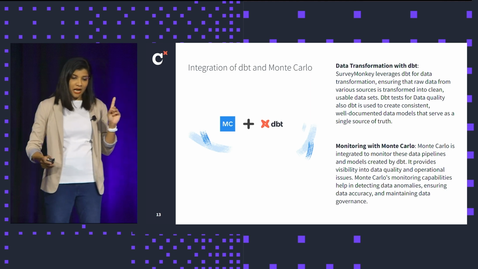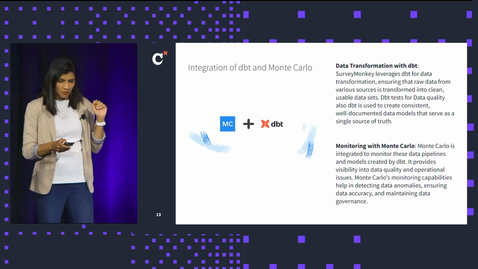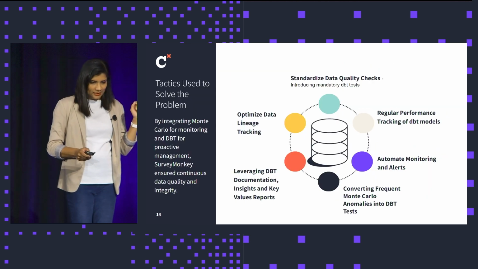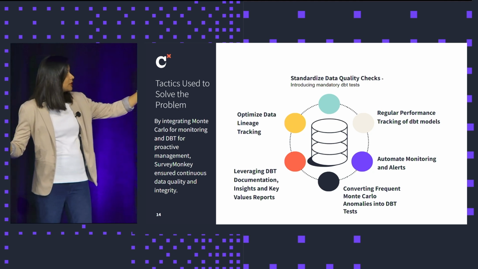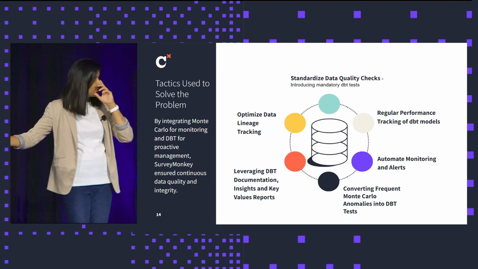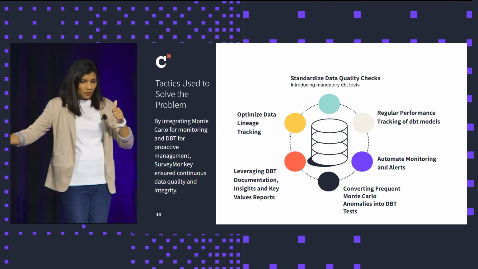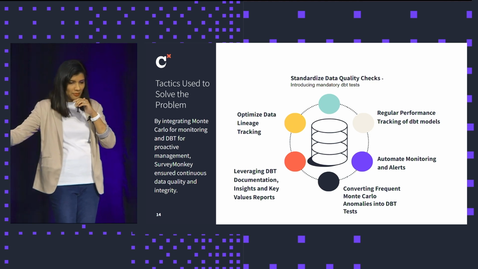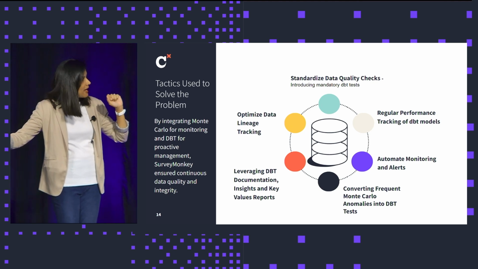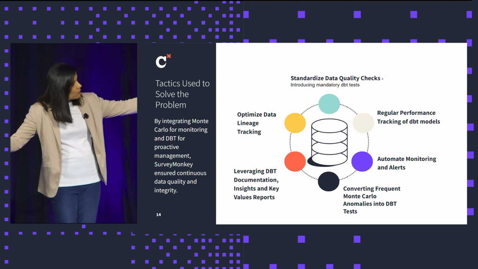So I'm going to cover how this combination has worked in practice in the next slides as well. So let's look at this combination first. I'm not going to cover everything, but I'm definitely going to cover some of the key aspects of what we did. One, we standardized data quality checks. We made dbt tests mandatory for every model. Whatever models we were building, we were making dbt tests mandatory. That was number one. Second was regular performance reviews.